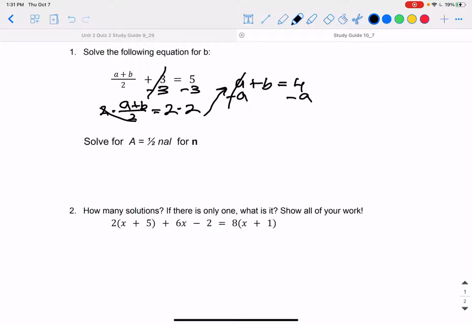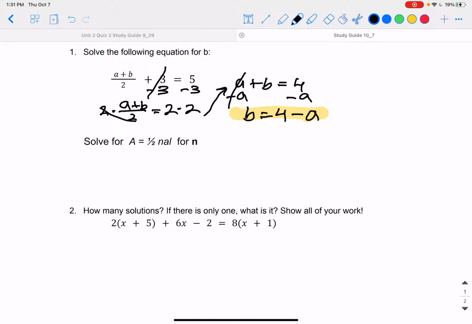I'm not going to combine these because 4 does not have an a variable attached to it, so they're not like terms, so I'm not even going to try and combine them. So I get b equals 4 minus a. Okay. And we were looking for b, so it's enough to say that.